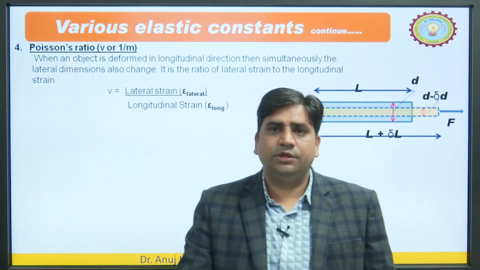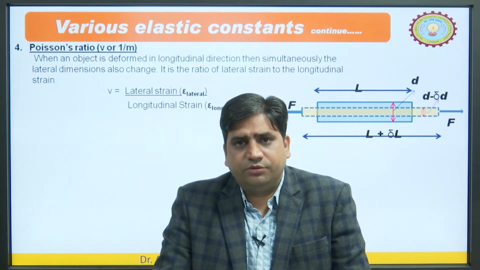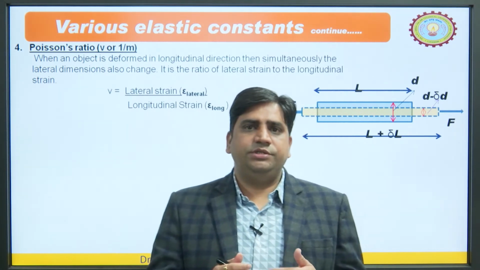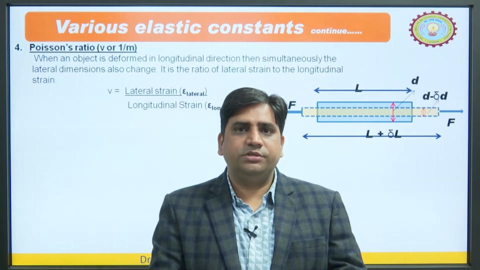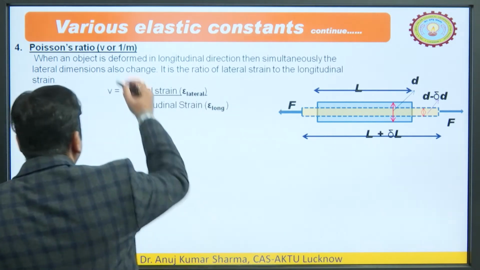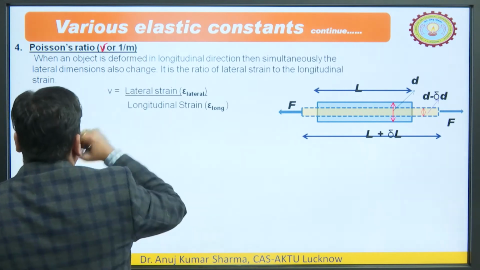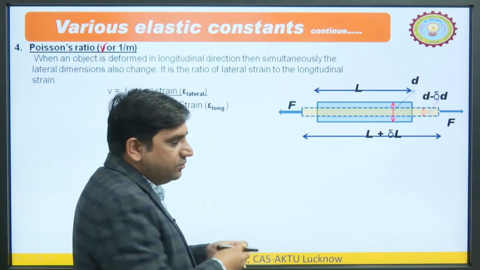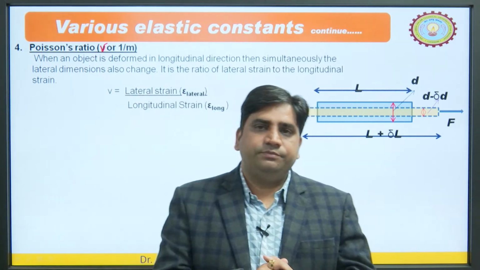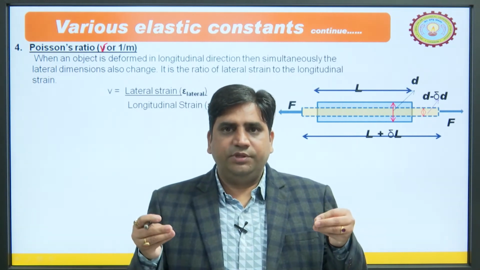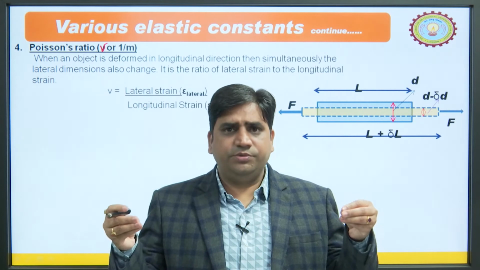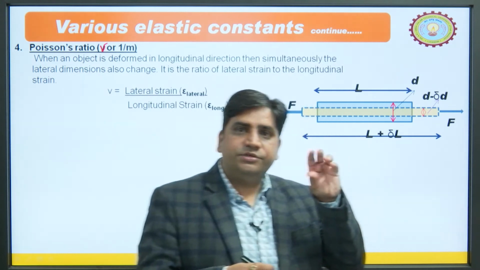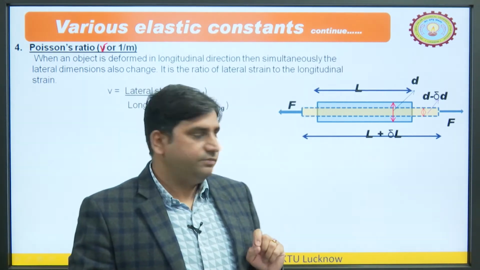Now, this is the fourth and the last elastic constant. Generally it is very important as far as the change in dimension ratios are concerned. Poisson's ratio is represented by mu or 1 by m. It is very interesting to see what happens to the object when you apply any force on it. If you are applying a tensile force, then there may be elongation in the object, and that elongation would be at the cost of lateral dimension reduction. Here we can see clearly.